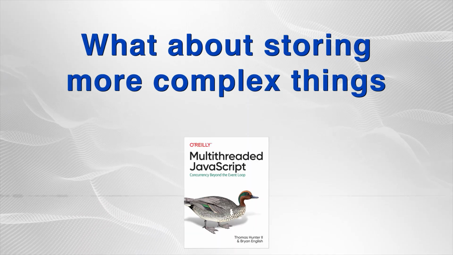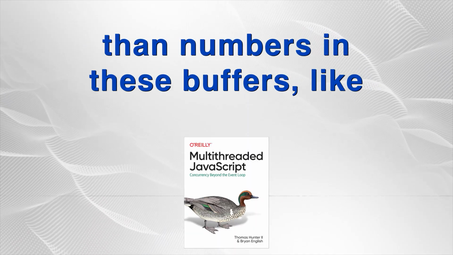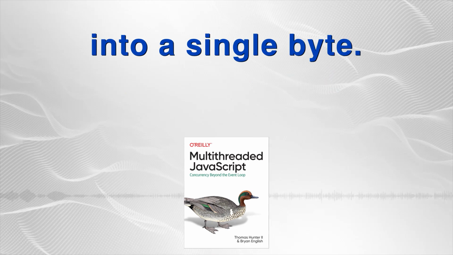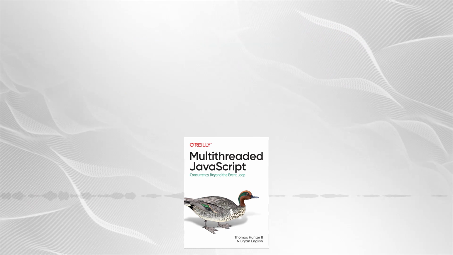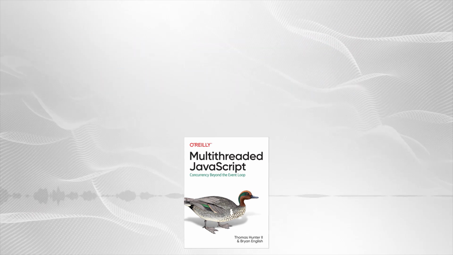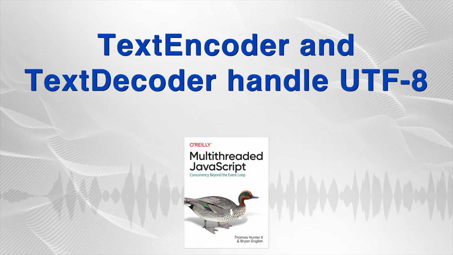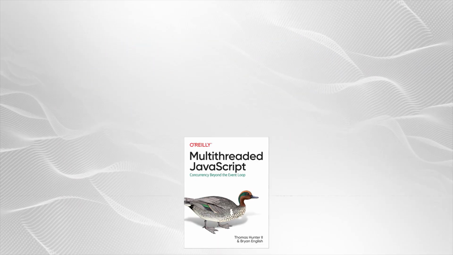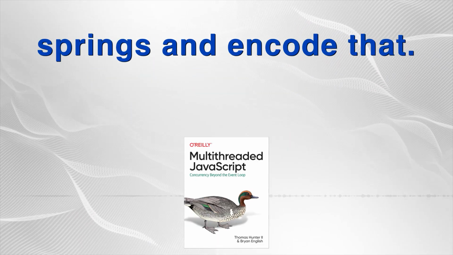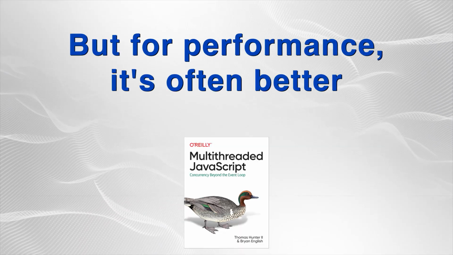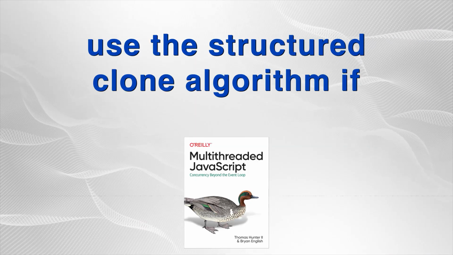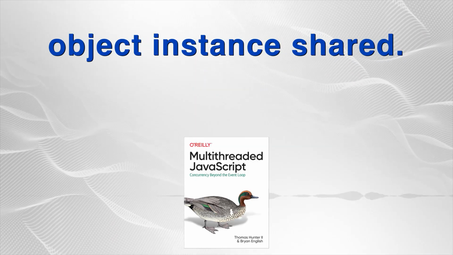What about storing more complex things than numbers in these buffers, like text or objects? For Booleans, you can pack 8 into a single byte. Strings are trickier. Basic characters might fit in 1 byte, but others need more. TextEncoder and TextDecoder handle UTF-8 encoding safely. And objects. You can turn them into JSON strings and encode that. Right. But for performance, it's often better to just pass simpler data or use the structured clone algorithm if you don't need the exact same object instance shared.